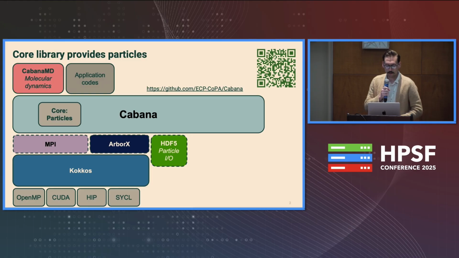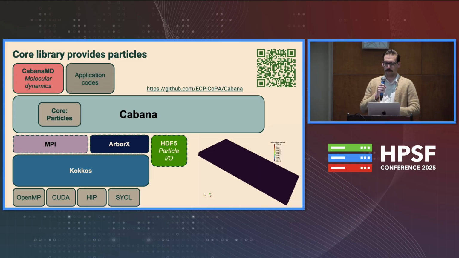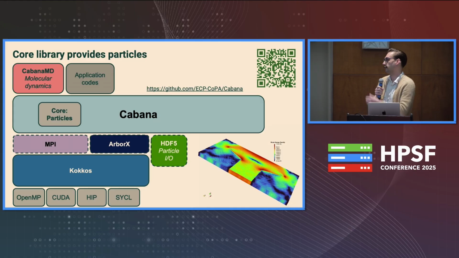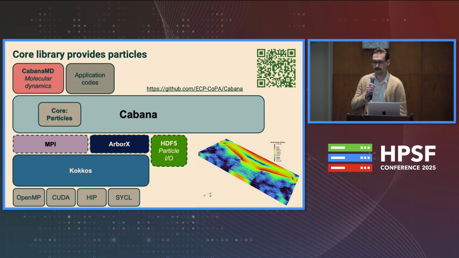Also, quickly note that this is the core library. This is the intent of Cabana overall. But sorry, I've forgotten my exciting, colorful movie. So this is our fracture mechanics code that implements peridynamics in Cabana.